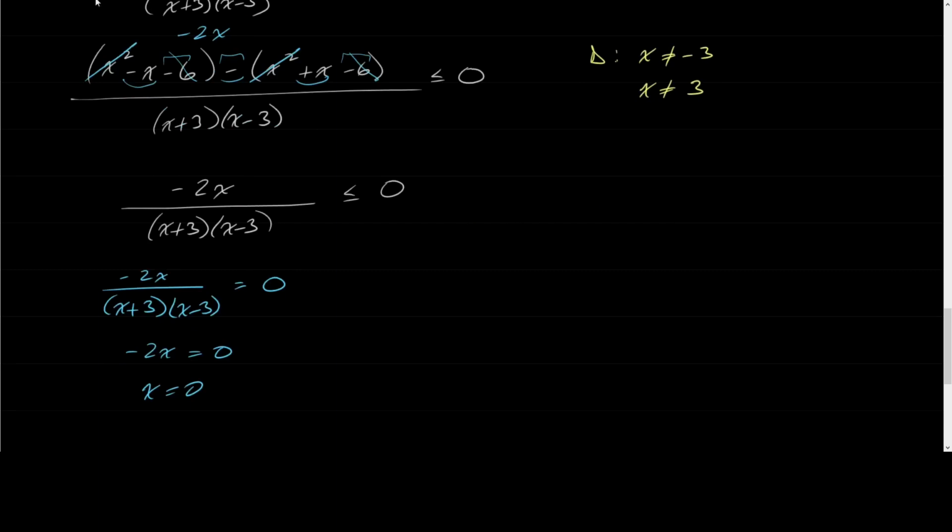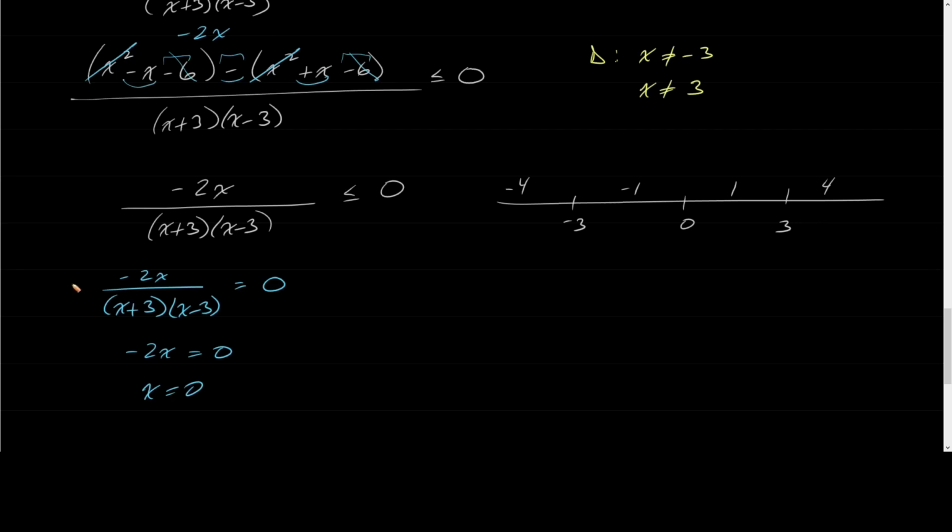So here is our number line. And here's 0 from here. Here's negative 3. And here's positive 3. And we need to test around all of these values, right? So let's say to the left of negative 3, we can plug in something like negative 4. Between negative 3 and 0, I'm going to use negative 1. Between 0 and 3, I'm going to use 1. And above 3, I'm going to use 4.